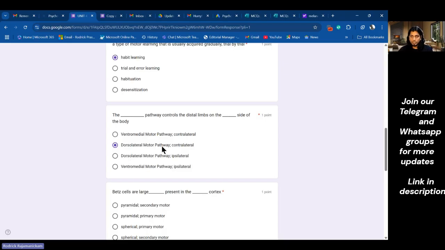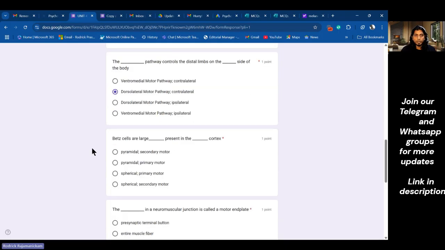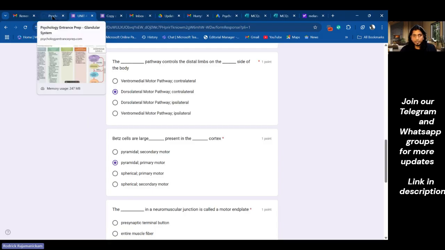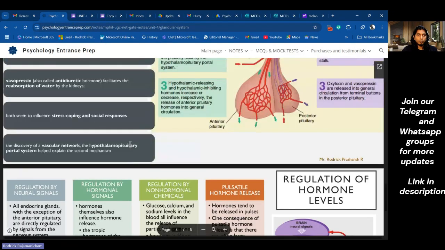There are two motor pathways, just like how we had two pathways for the somatosensory cortex. We also have two descending motor pathways. If we have time later, maybe you can study that. For now, this is the correct answer: contralaterally controlling and a dorsolateral motor pathway which controls the distal limbs, the ones more away from your body. Next, Betz cells are some sort of pyramidal cell present in the primary motor cortex. This one I'm even confused about, let's just clarify this. Betz cells in the motor cortex.